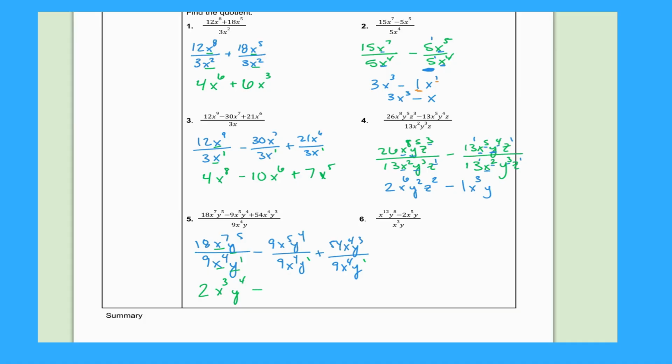Bring down the minus sign. 9 divided by 9 is 1, or, again, because they're like bases, we could subtract the exponents. 1 minus 1 is 0. 9 to the 0 is still 1. And then x's are like bases. 5 minus 4 is 1. I don't have to write the 1, but I could write the 1. And then for the y's, 4 minus 1 is 3.